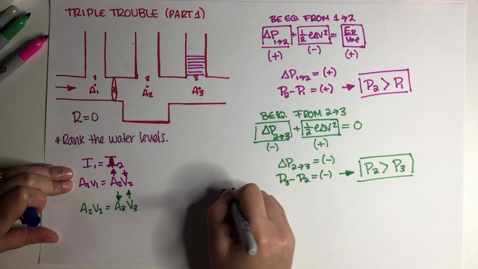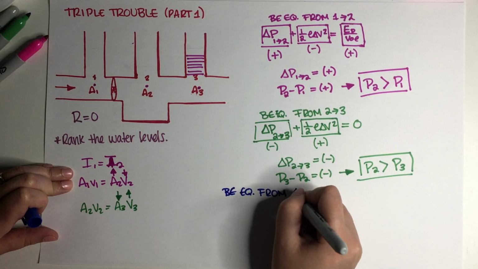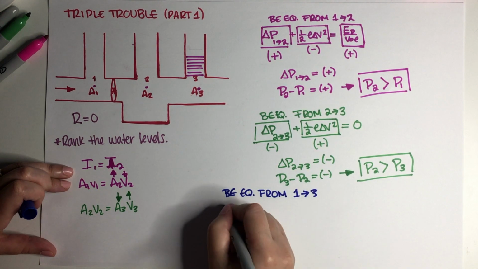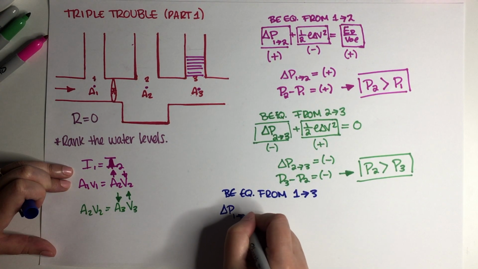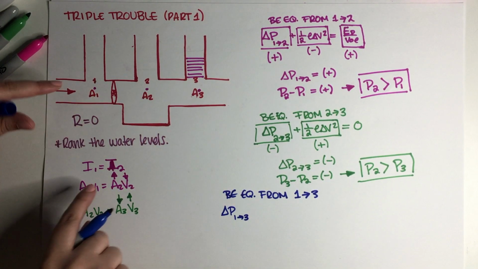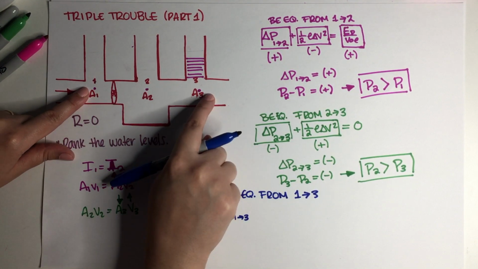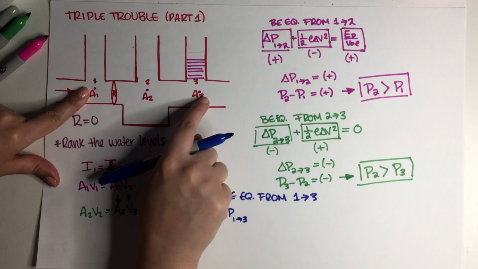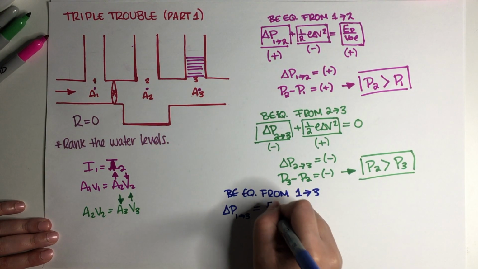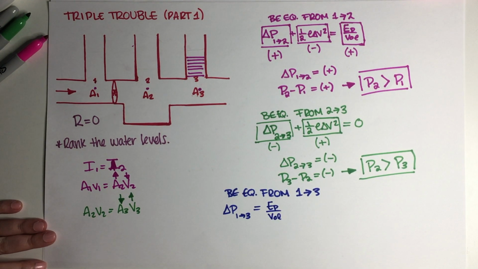So Bernoulli equation from 1 to 3, because we want to compare 1 and 3. So if I go from 1 to 3, this is delta P, start at 1, finish at 3. I don't have a change in area because the areas are the same. I don't have a change in height. I don't have a resistance. The only thing that I have between 1 and 3 is actually this pump. So this is just going to be equal to the energy density of the pump, like this.